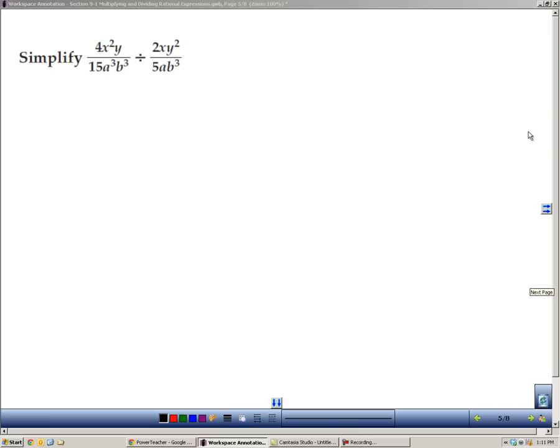Here we have an expression that involves division. You can't do any of our cross-canceling with division, so one way to combat that is to turn this into a multiplication problem. I can do that by multiplying by the reciprocal of the second fraction. So I take the fraction and flip it, and now I can just cancel things that are on the top with things that are on the bottom.